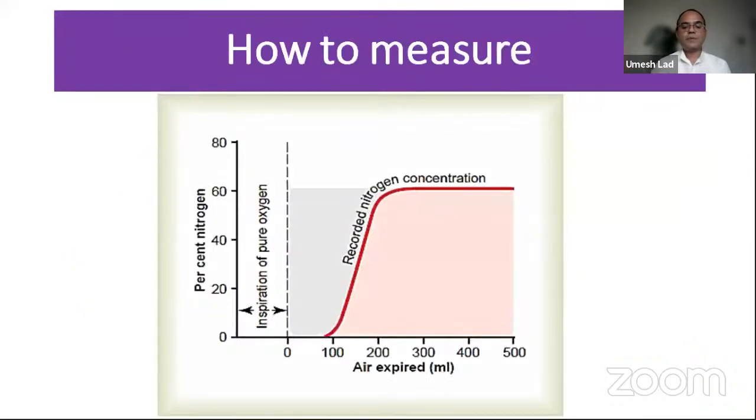Now how to measure the dead space? Many times you will come across such graphs in books. There is a technique to read the graphs. Always look at the x and the y axis, what is there. So if you take this diagram, what is there on the x axis? It is air expired, meaning air exhaled, and on the y axis there is percentage of nitrogen, and then we are plotting a graph. This is the method by which we will calculate the dead space volume.